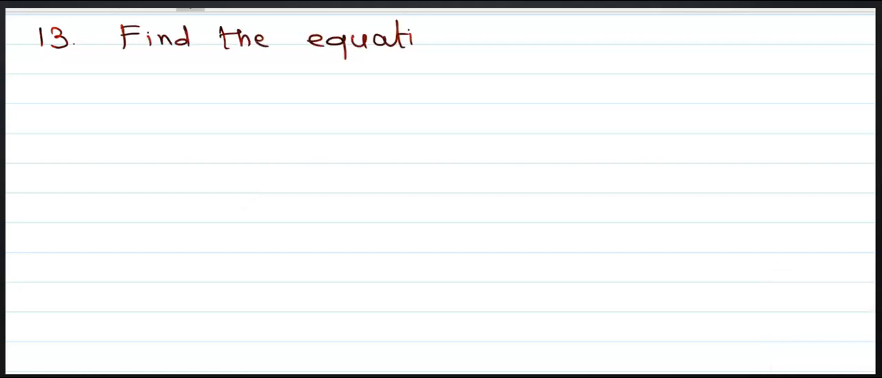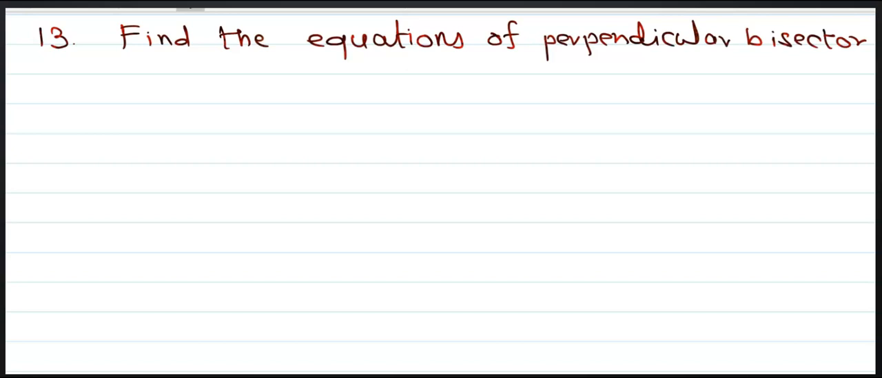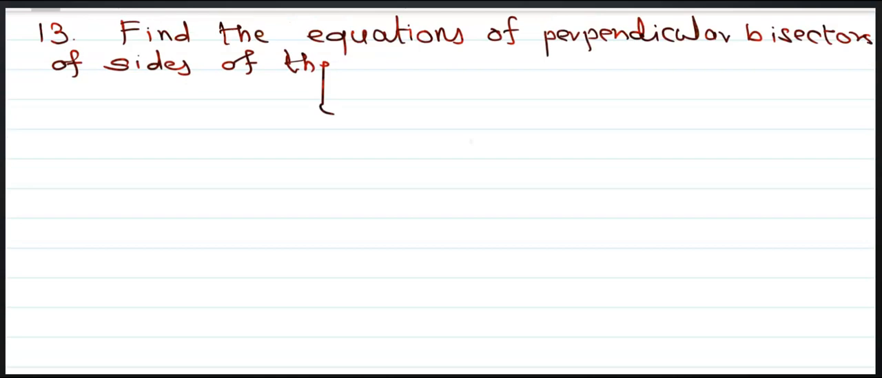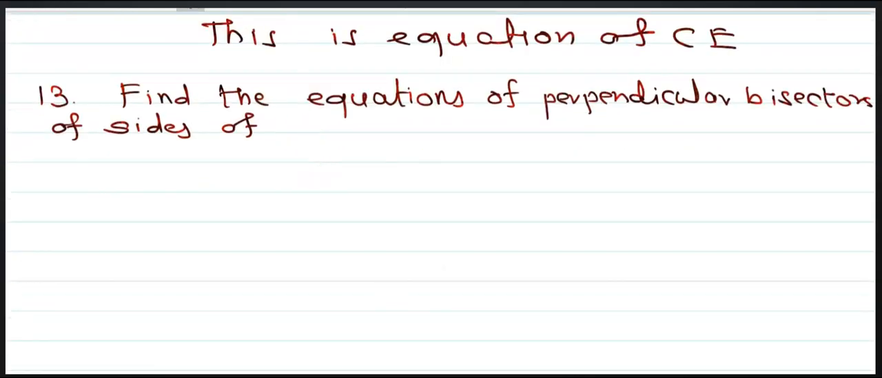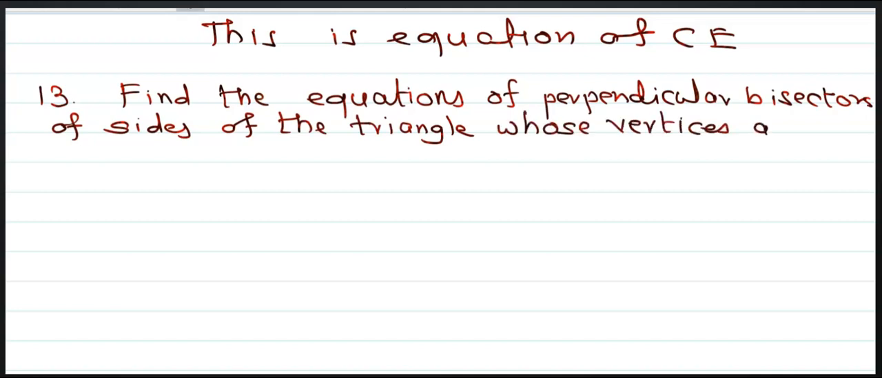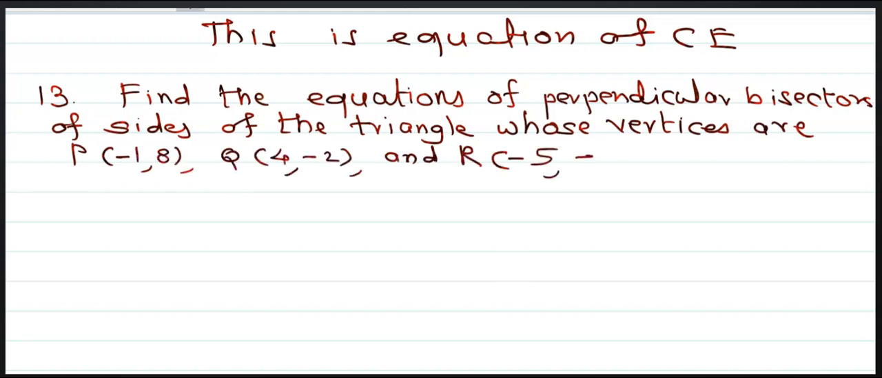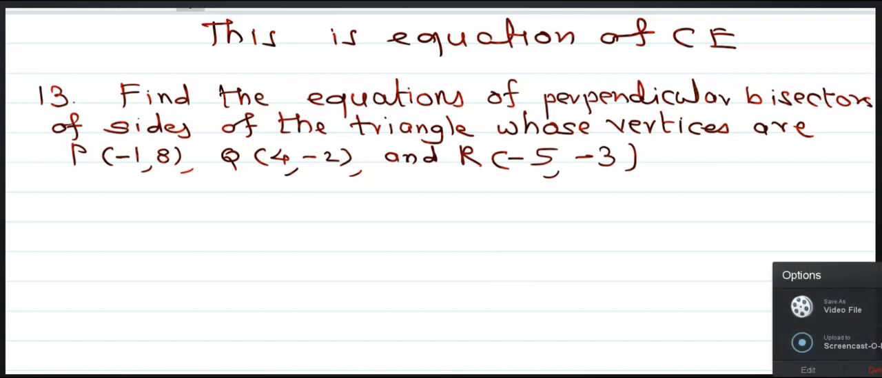Now, question number 13. Find the equations of the perpendicular bisector of the sides of the triangle whose vertices are P (-1, 8), Q (4, -2) and R (-5, -3).